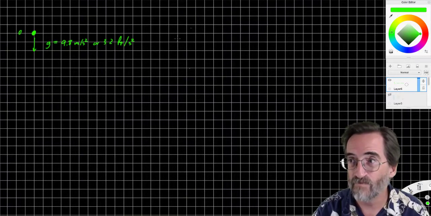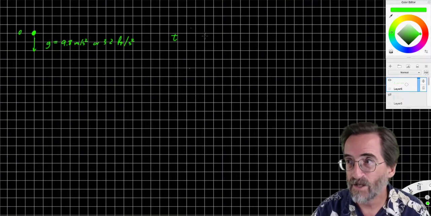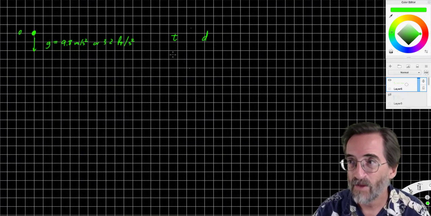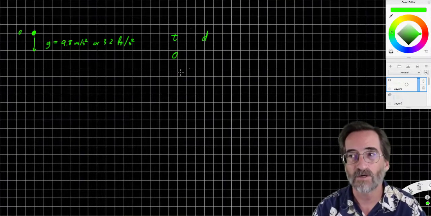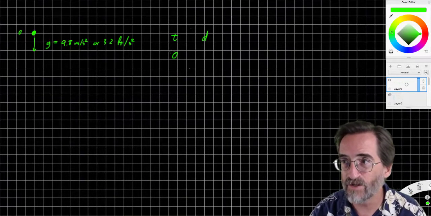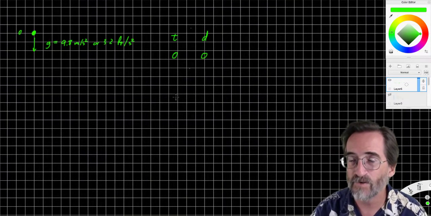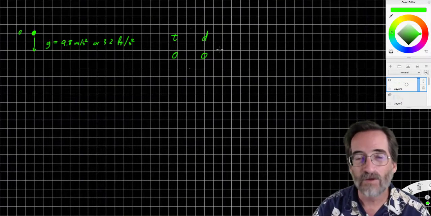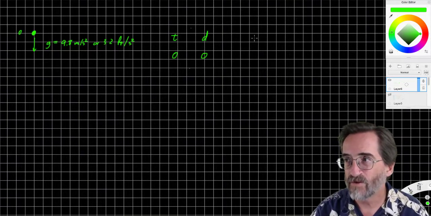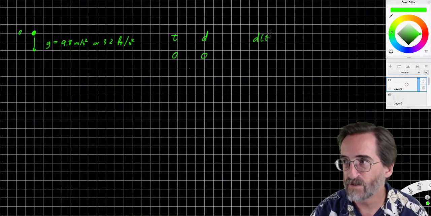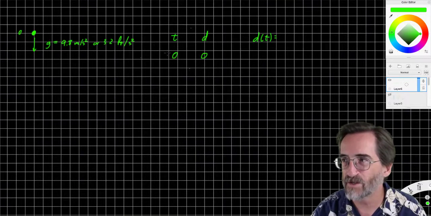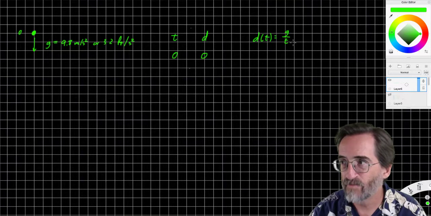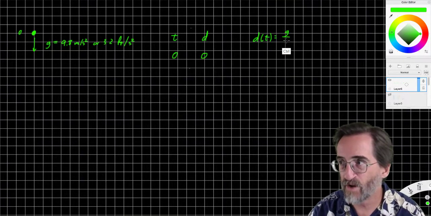So let's make a table of values, with t and d for distance. At time 0, the ball has traveled 0 feet. The motion of the ball can be modeled by this formula: d of t equals, and usually it's negative because down is negative, but since we're considering down as positive, we'll do positive, the acceleration of gravity divided by 2.